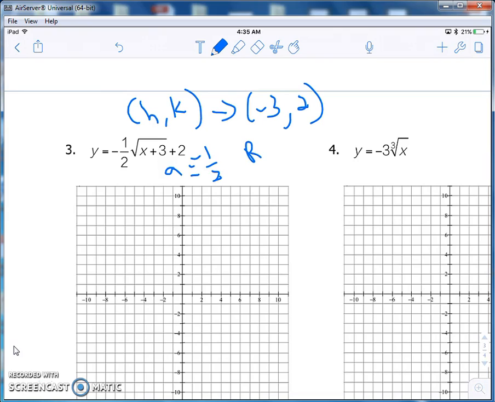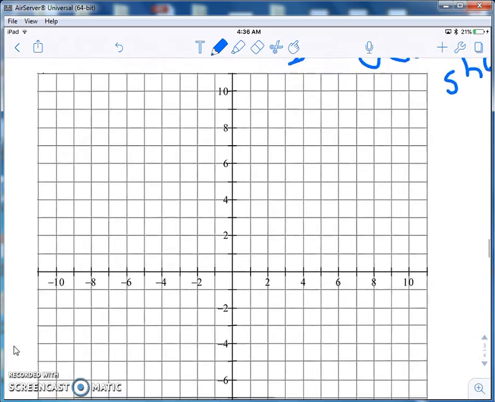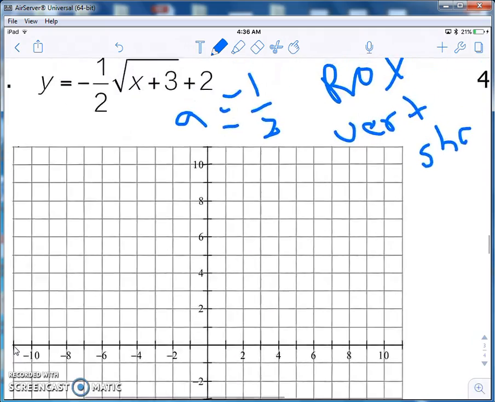That gives me a reflection and a vertical shrink by a factor of 2. So let's zoom in, and hopefully we can get everything on there.